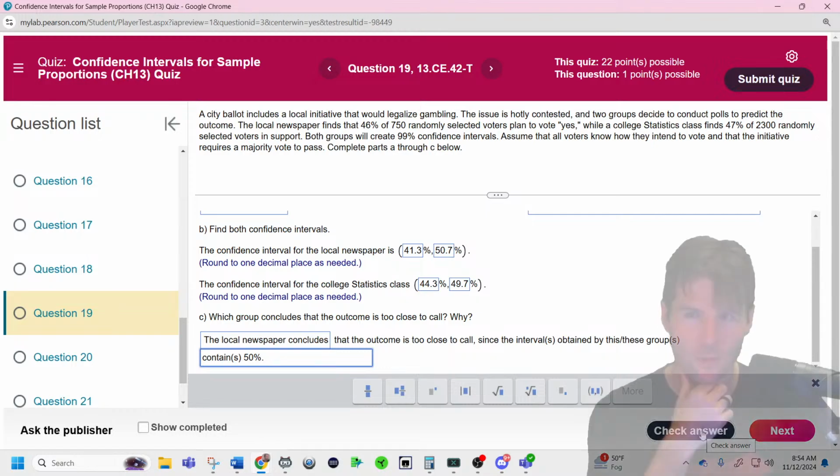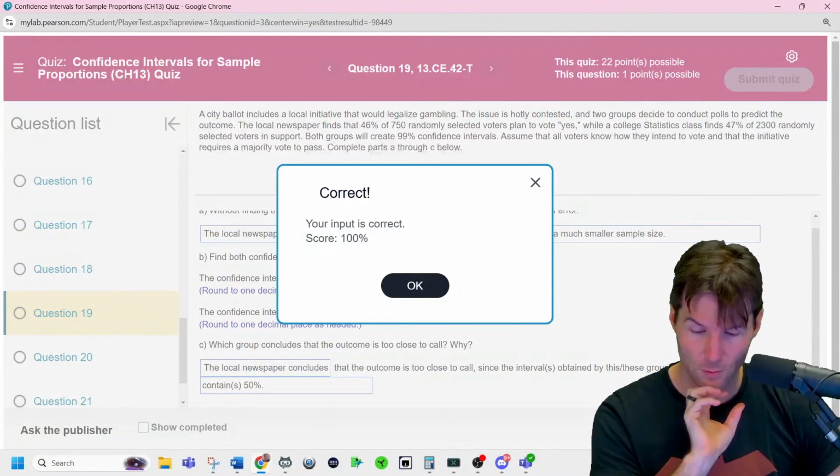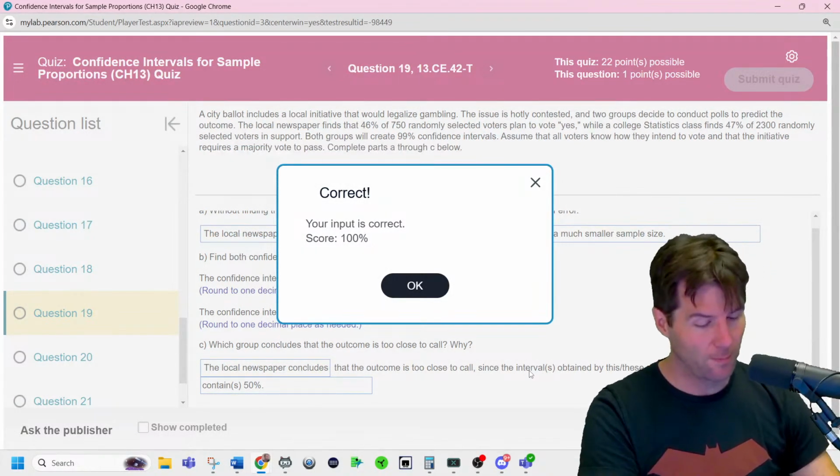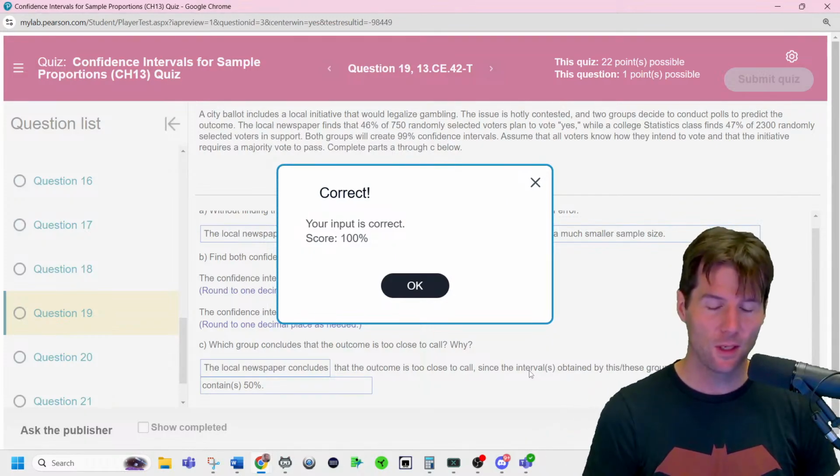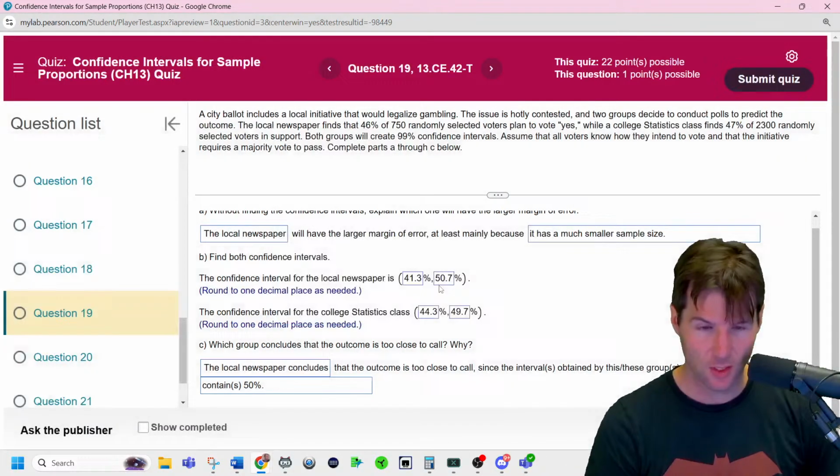A lot of things right here. Hopefully I didn't mess up my intervals. Ooh, we did it. That's a tough one. With this question right here, if you can get it and do all the right steps and understand why.